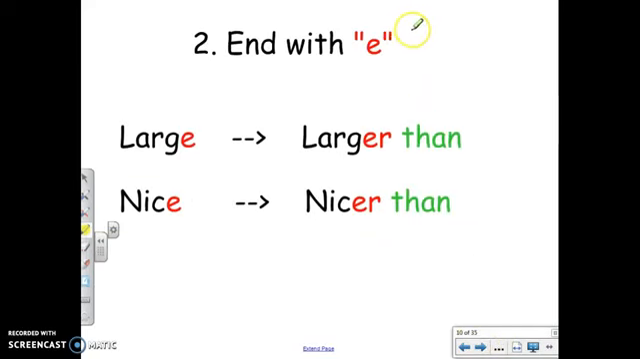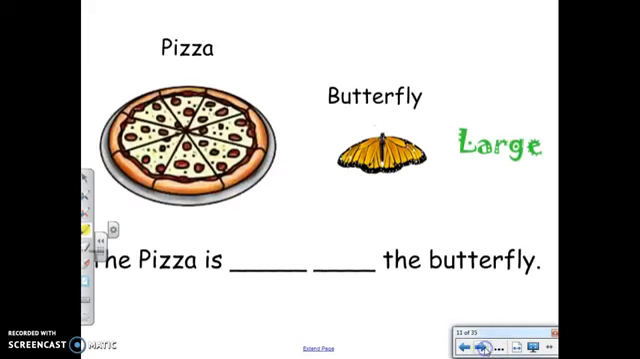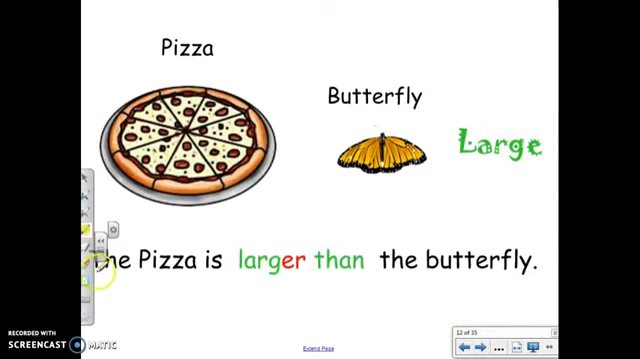When the adjective ends with E, just like large, we don't have to put ER because it already has the E right here. We just put R after the adjective. Large will be larger than. Nice will be nicer than. In this sentence, the pizza is what the butterfly? I want to use the word large. So the pizza is larger than the butterfly. See, I only put R after large because it already has the E here.